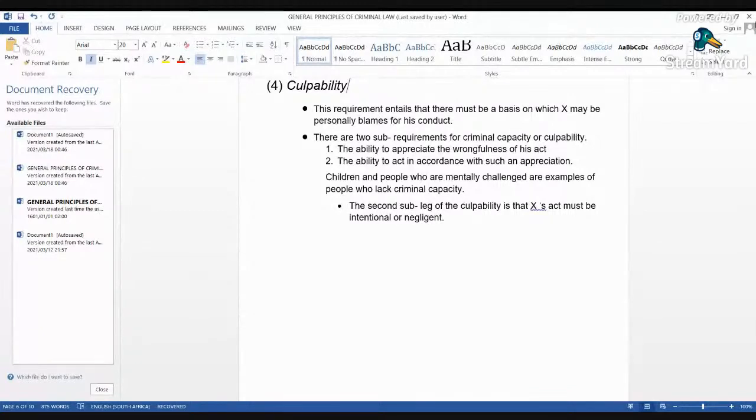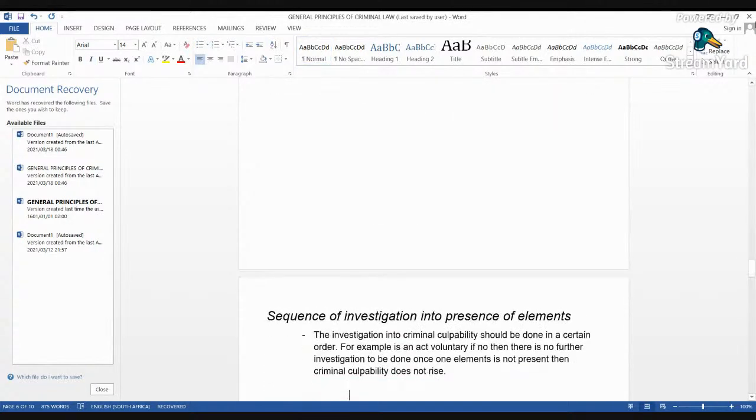In most cases, intention is required, but in some cases, negligence will suffice to have you held criminally culpable. Right. So these are the four elements of criminal liability, and we're just going to run through them again.